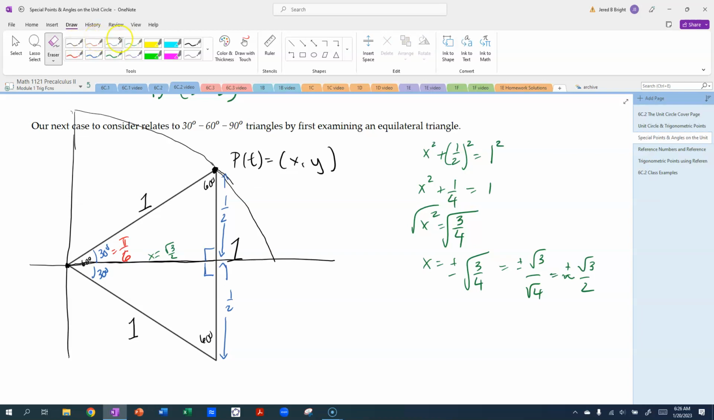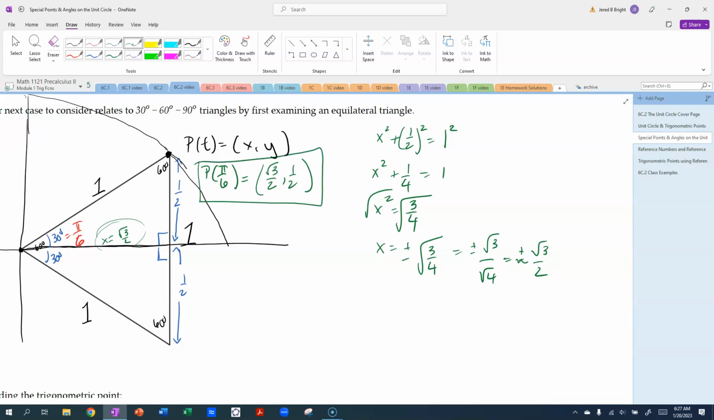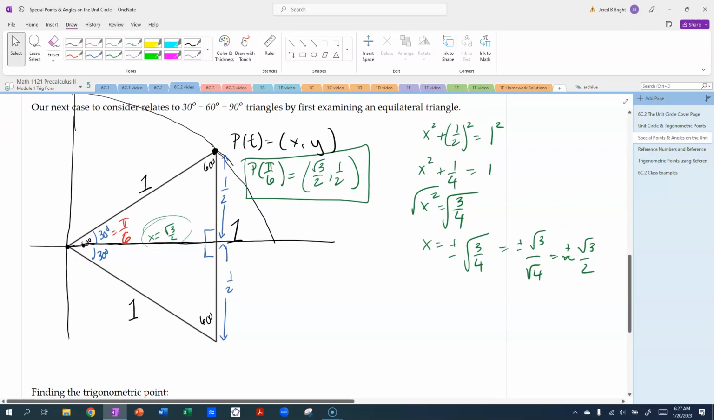So we have the trigonometric point P of pi/6 is equal to x, y. The question is, what is x, what is y? Well, let's use our diagram. How far did we go in the x direction? That was the square root of 3 over 2. How far did we go in the y direction? 1/2. Awesome. We found another trigonometric point. Yay us.